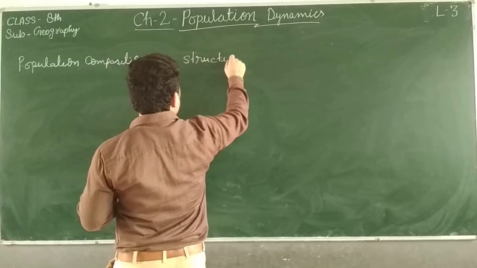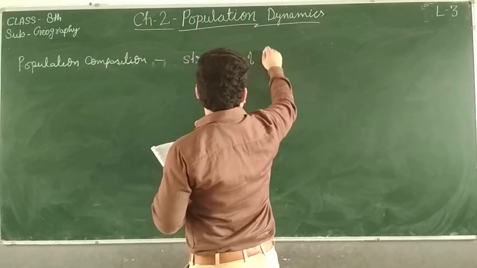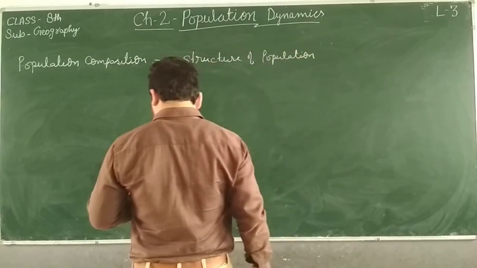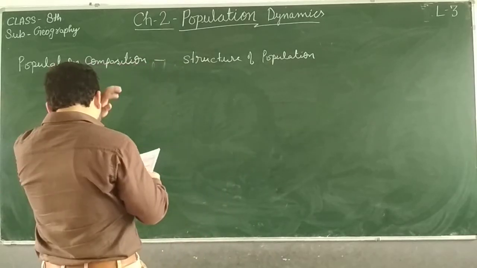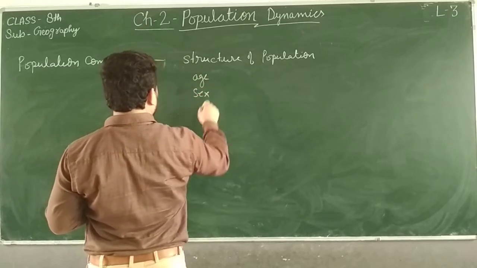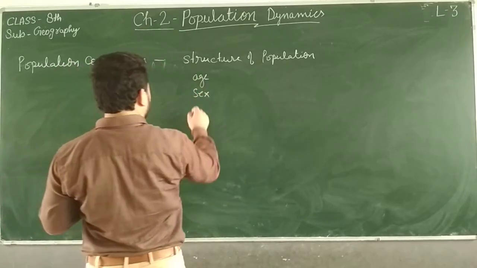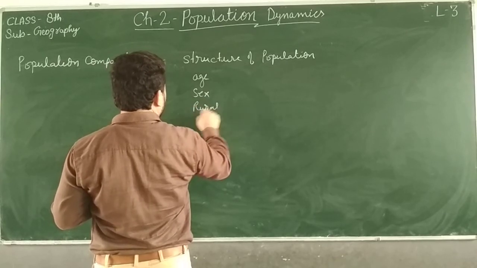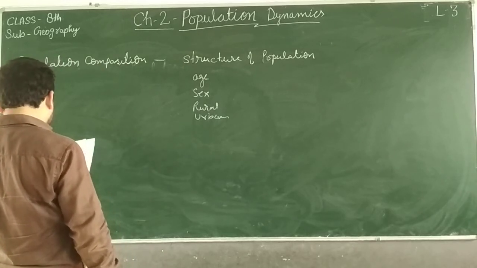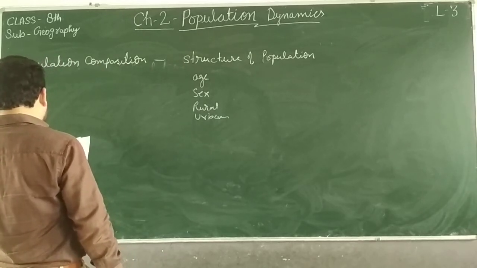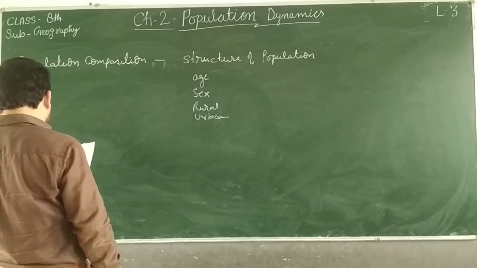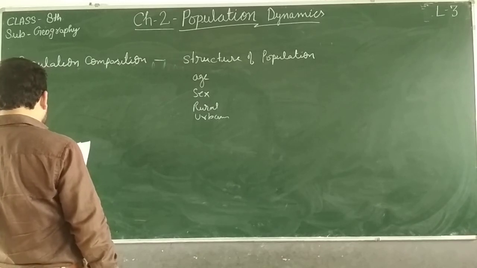Now what is the structure of population? It includes what? Age, what is the age of people, what is their sex, male or female, and where do they live, in a rural area or urban area. These all components are the population composition. Population composition means the structure of population which includes age, sex, rural and urban population. It helps us to know the main characteristics of population.